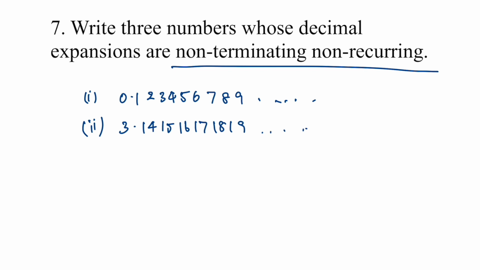This also is non-terminating and non-recurring. Okay, so there is nothing for you to think here. It's quite simple, and you can write whatever you want. It doesn't matter. It just basically has to be non-terminating and non-recurring. So these numbers are basically irrational. Okay, right. So that is it for this question.